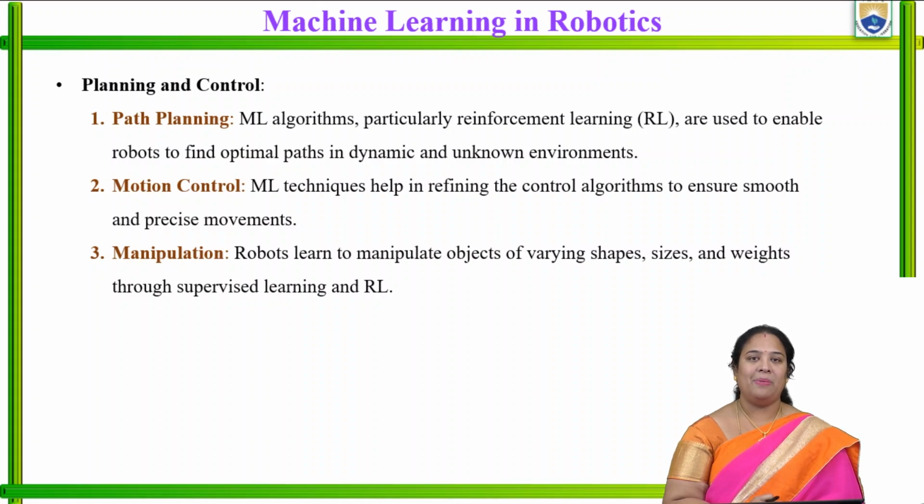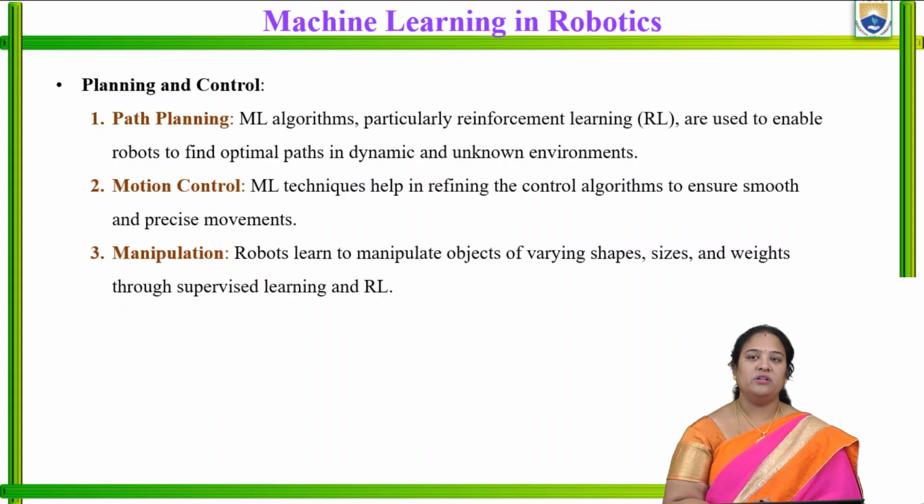Without any proper planning or proper control, we cannot do any particular activity, right? So path planning is very important. Other than path planning, we also need motion control. When there is no control when the robot is moving, right?